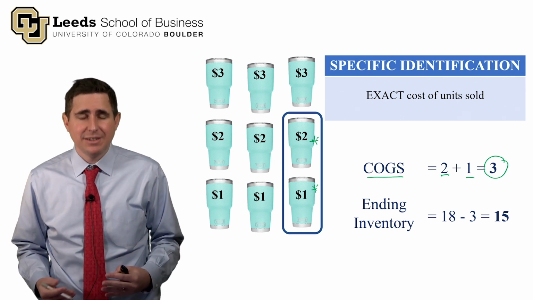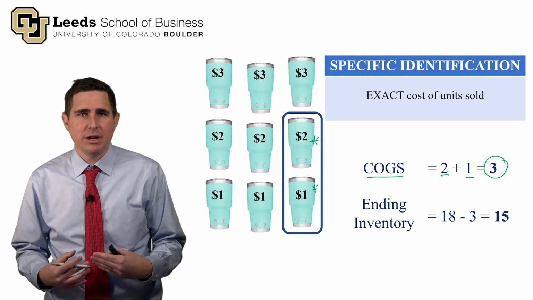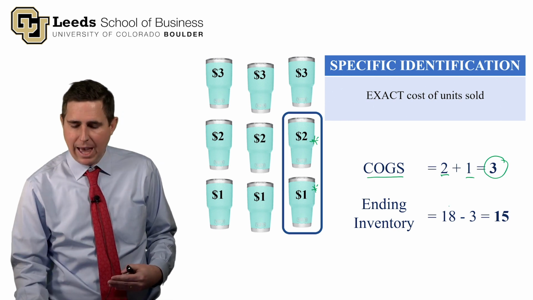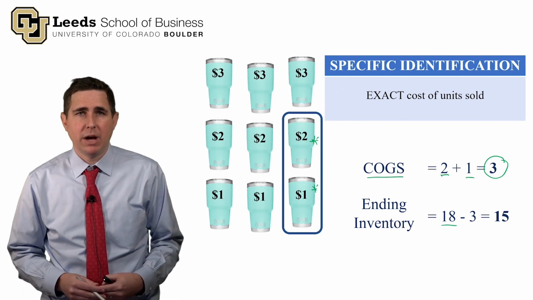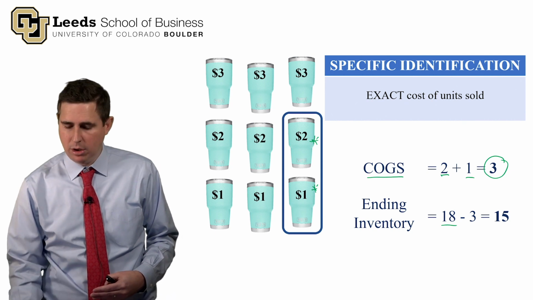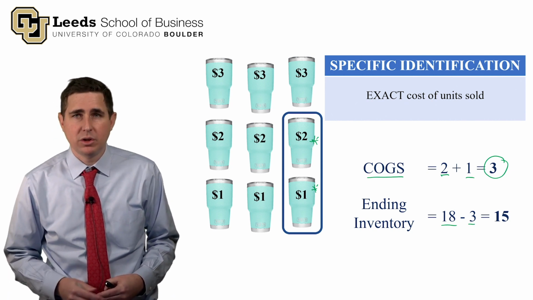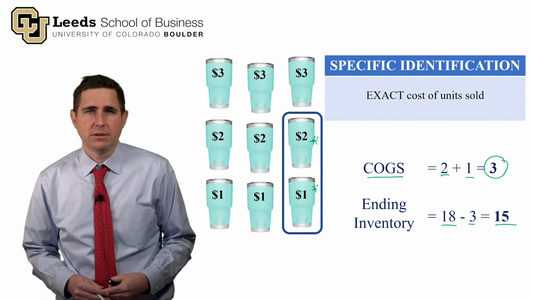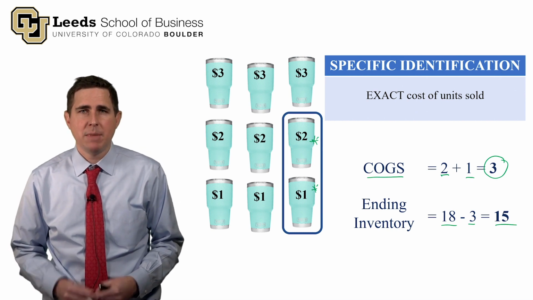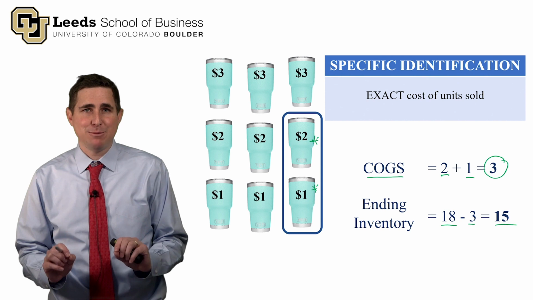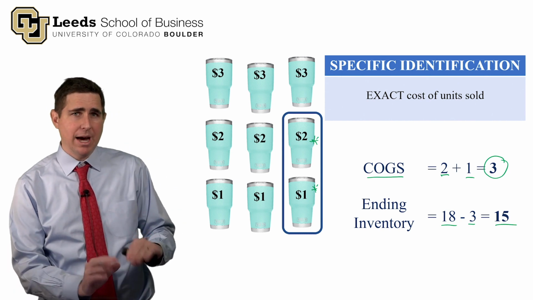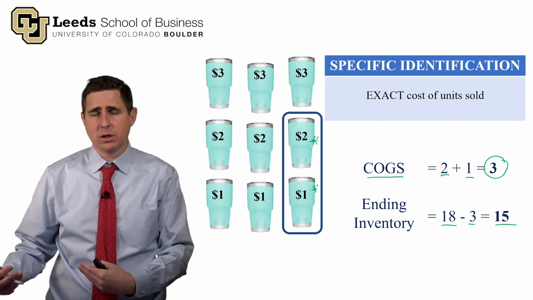What will be left on our balance sheet inventory account at the end of the period? Well, we had $18 worth of inventory at the beginning of the period. We sold $3 worth of the inventory. Now we have $15 left in our ending inventory balance, okay? That's the specific identification method. You just figure out what you paid for that item, and that's the cost that goes into cost of goods sold.